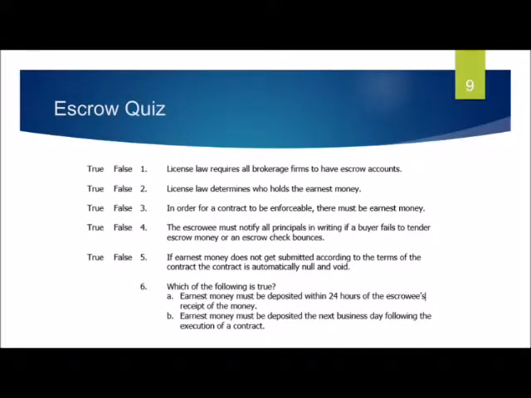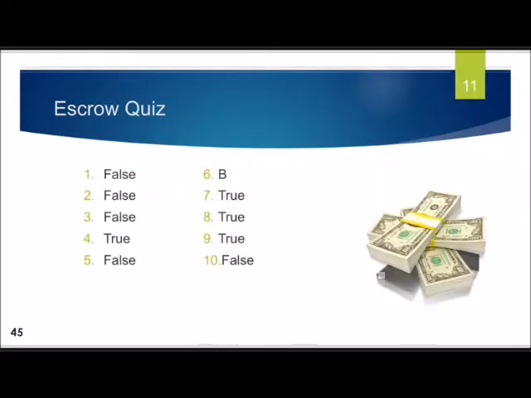Question number 3 was, in order for a contract to be enforceable, there must be earnest money, and that also is false. There has to be consideration in order to have a contract, but the consideration does not have to be earnest money. So if a buyer and a seller, I guess I would say a seller, is foolish enough to accept an offer from a buyer with no earnest money at all, it would still be a legal binding contract.